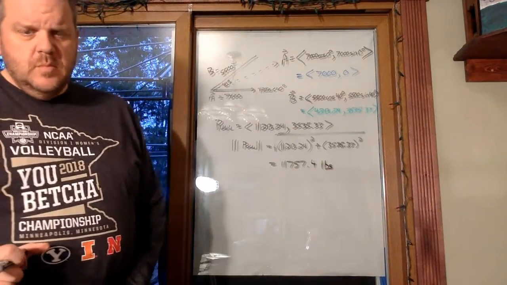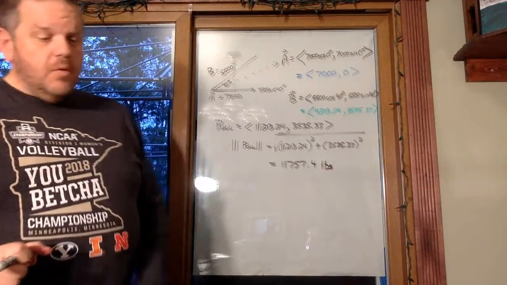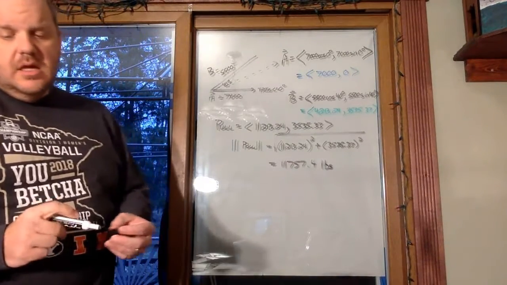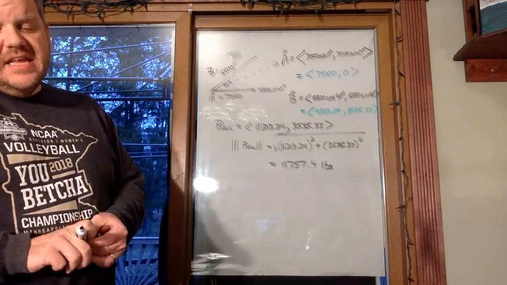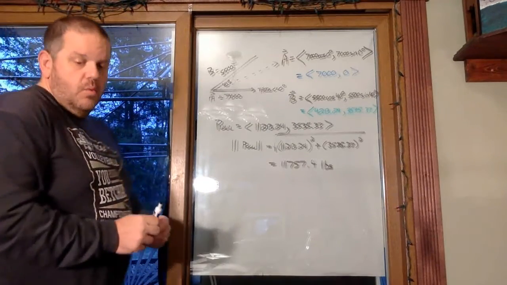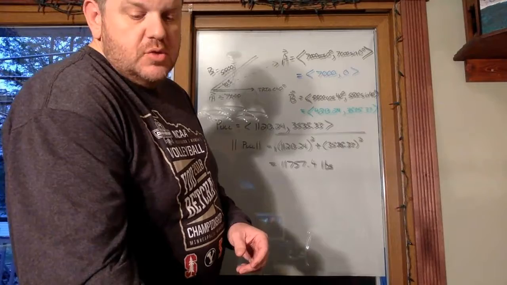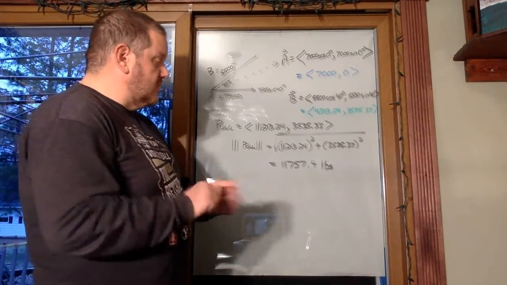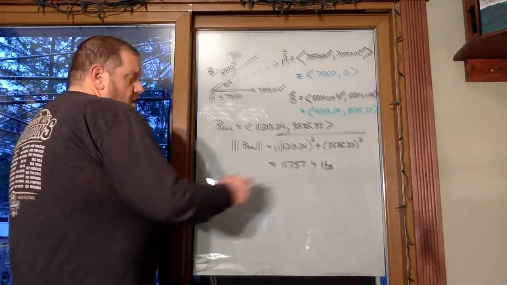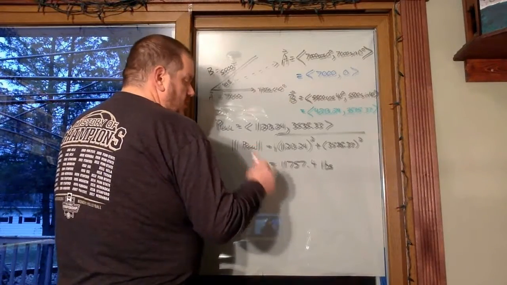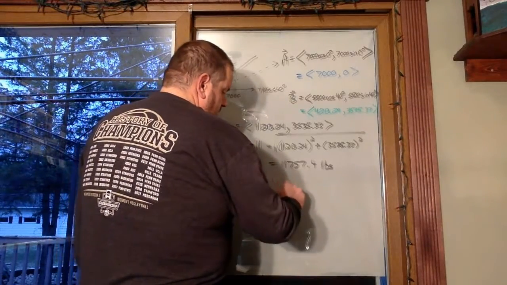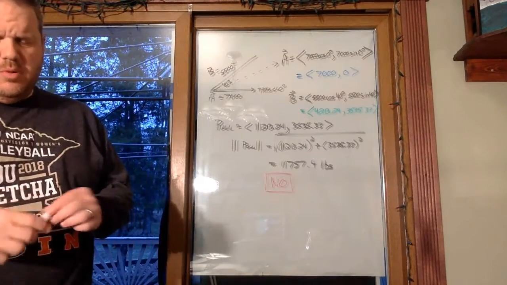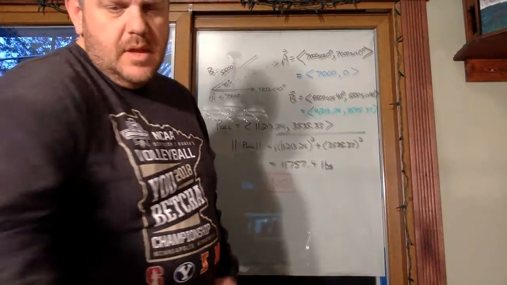pounds. Okay? Now remember that the farmer estimated that he needed 6 tons of force, which would be 12,000 pounds of force, and the two tractors combined are only pulling at 11,700 pounds. So this is a no, it will not pull the stump out.